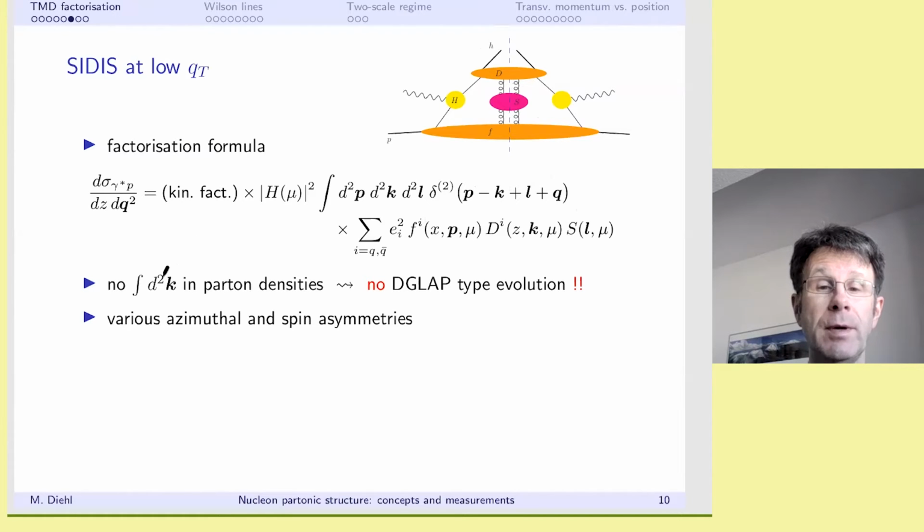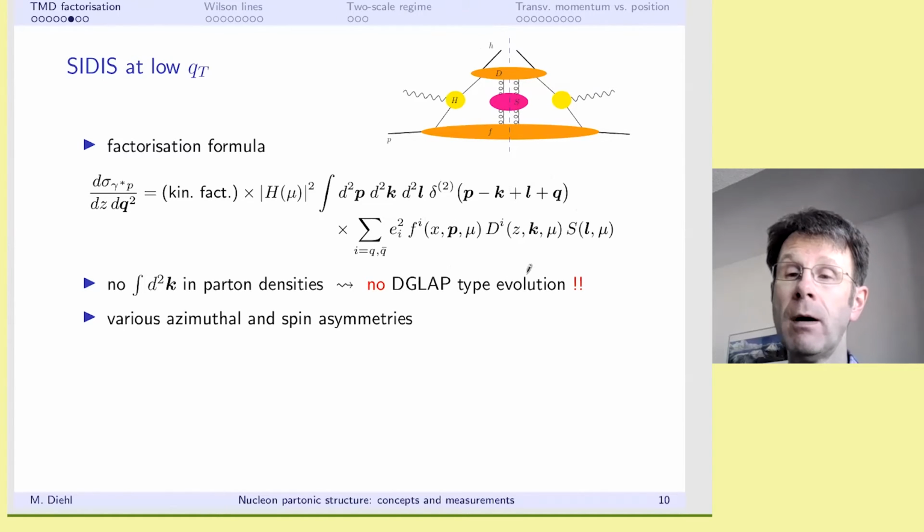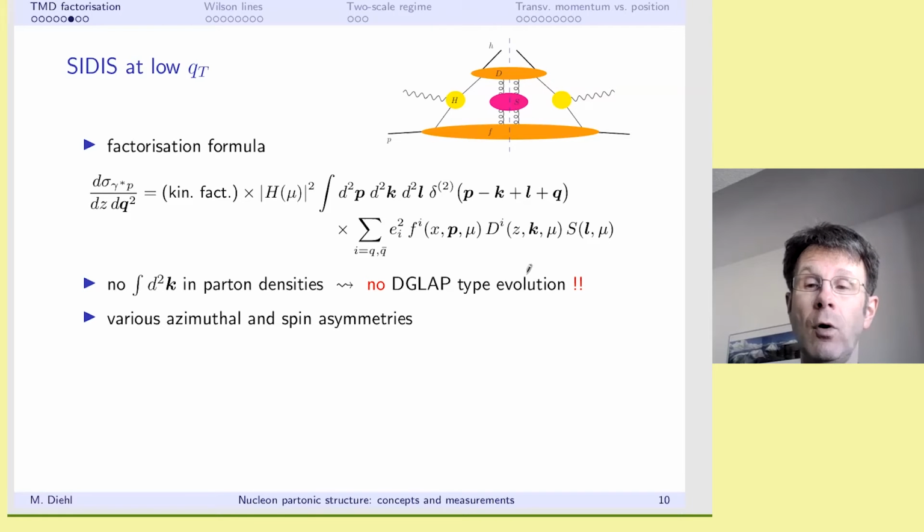Now, notice that because the parton distributions here don't have an integral over all KT, that implies that they have no DGLAP type evolution equation. If you remember how I explained why ordinary parton densities follow DGLAP evolution, that's because you integrate them over KT, but you should take out the ultraviolet part of that integration. That's what DGLAP describes. If you don't integrate over KT, but limit it to small values, then there is nothing to be renormalized or cut off. And therefore, DGLAP type evolution simply does not happen for these KT-dependent factors.